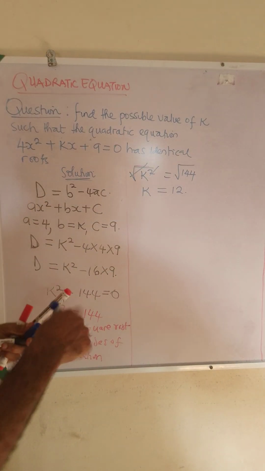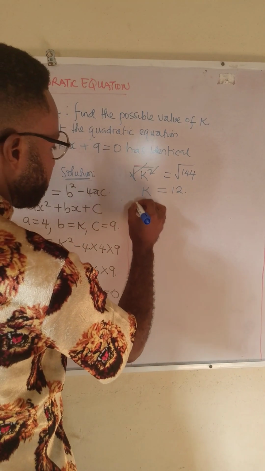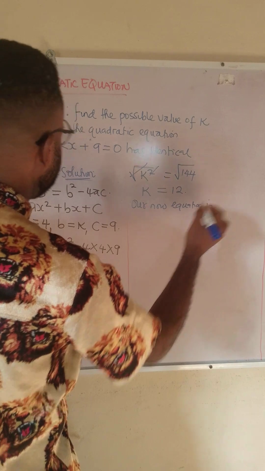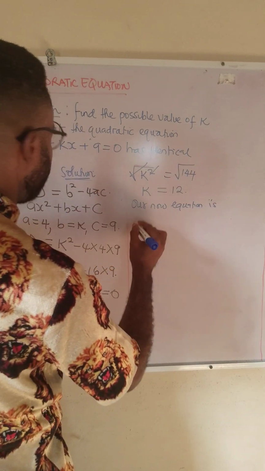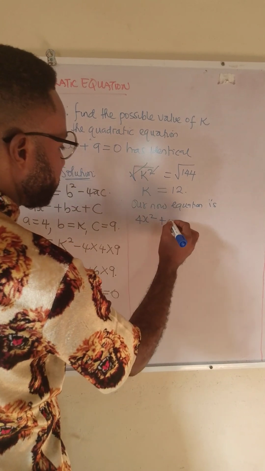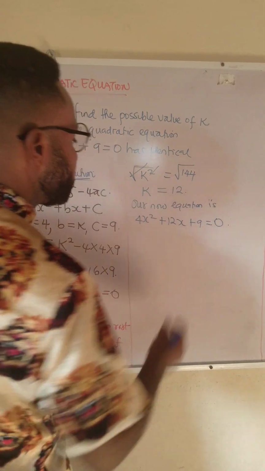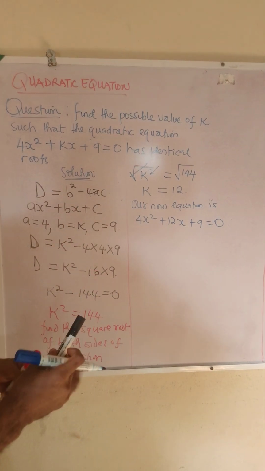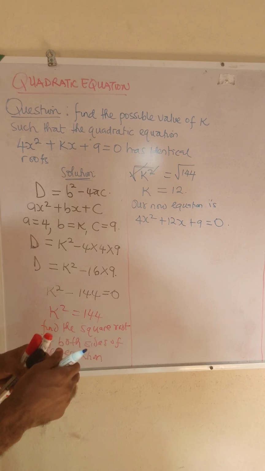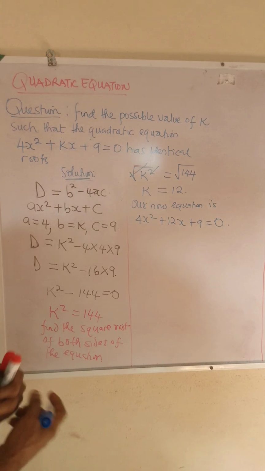Now that we've gotten the value of k to be equal to 12, we can rewrite this equation. The new equation is 4x squared plus our k, which is 12, so we have 12x plus 9 equal to 0. Now that we've been able to obtain the value of k, we can now find the root of the equation.